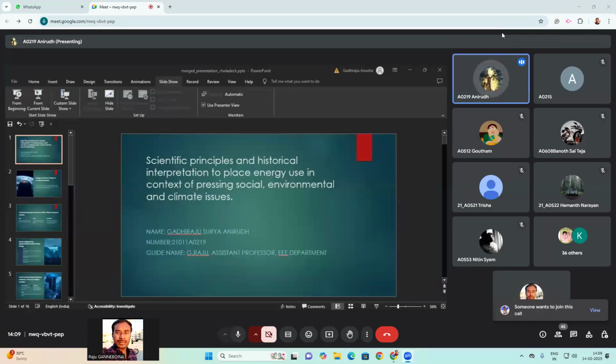Historical interpretation to place energy use in context of pressing social, environment, and climate issues. So the main topic I'll be covering is energy use and our climate, a critical challenge. It is about how energy production causes damage to our environment, and the historical interpretation. So, understanding the greenhouse effect.